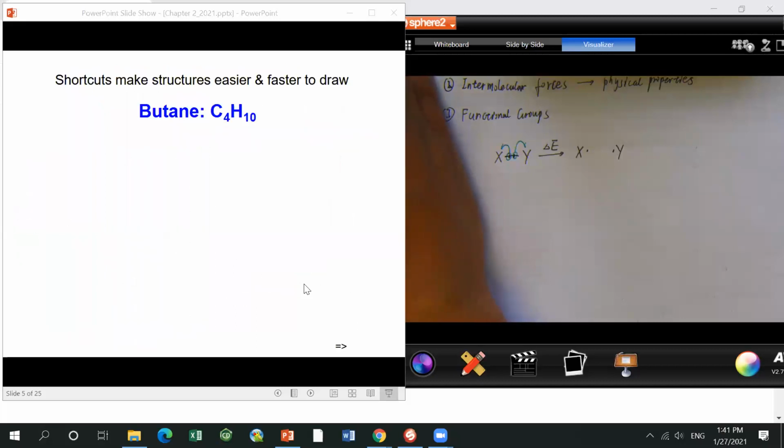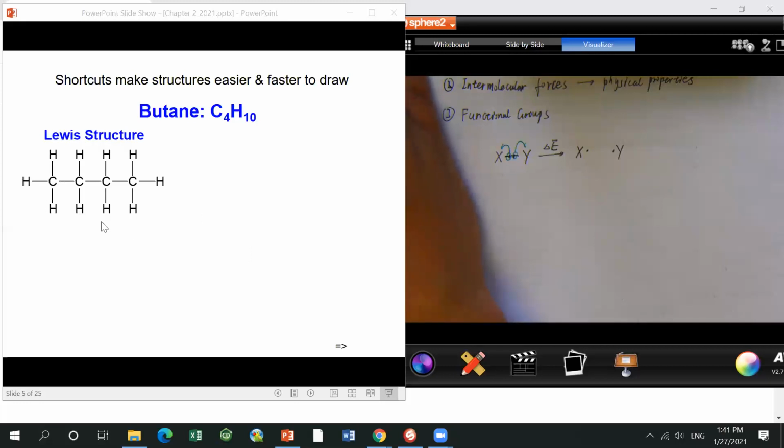So far, we've learned to draw organic molecules with the full structure, for example butane. We have to show all the bonds and all the atoms, so the C-C bonds and also the C-H bonds. In an exam or quiz, drawing this structure probably takes you about 30 seconds. It's kind of time consuming.